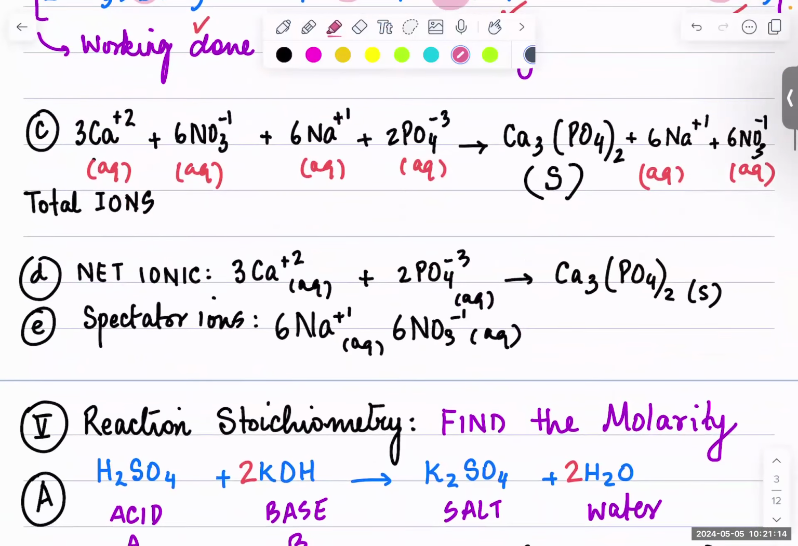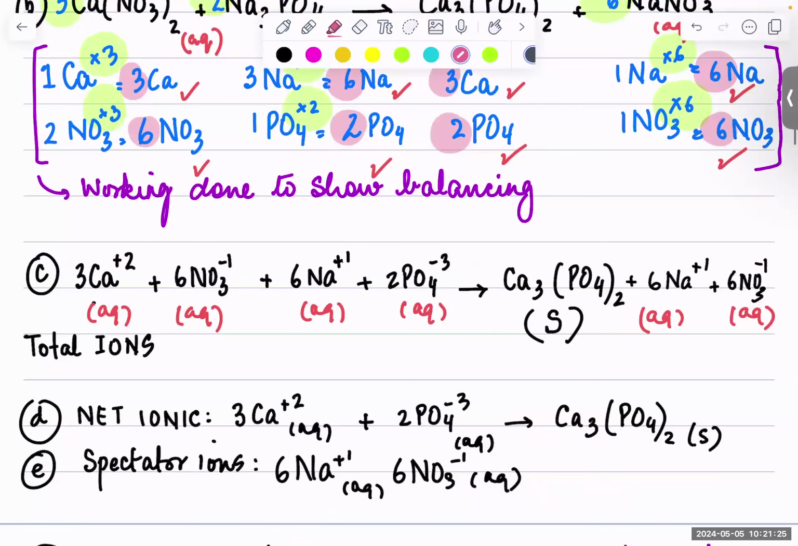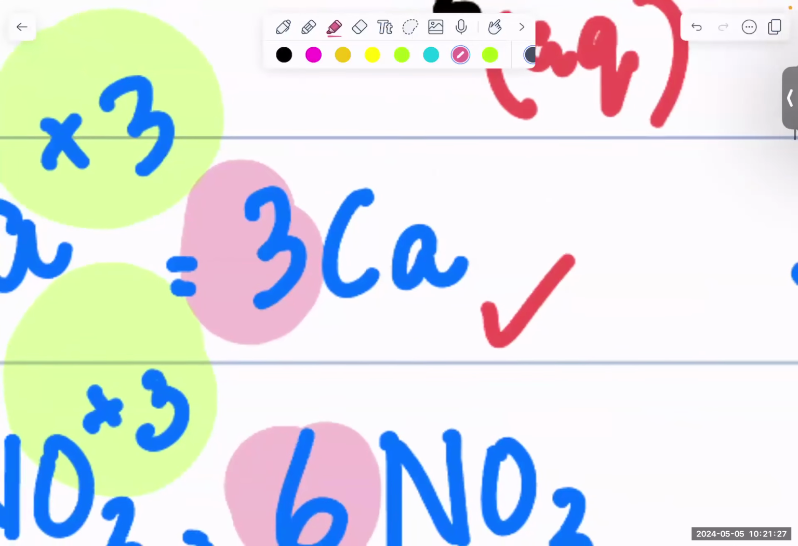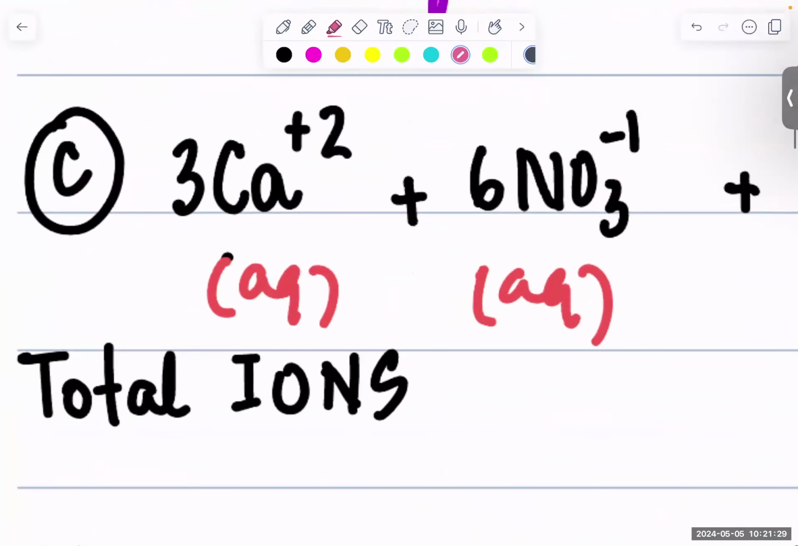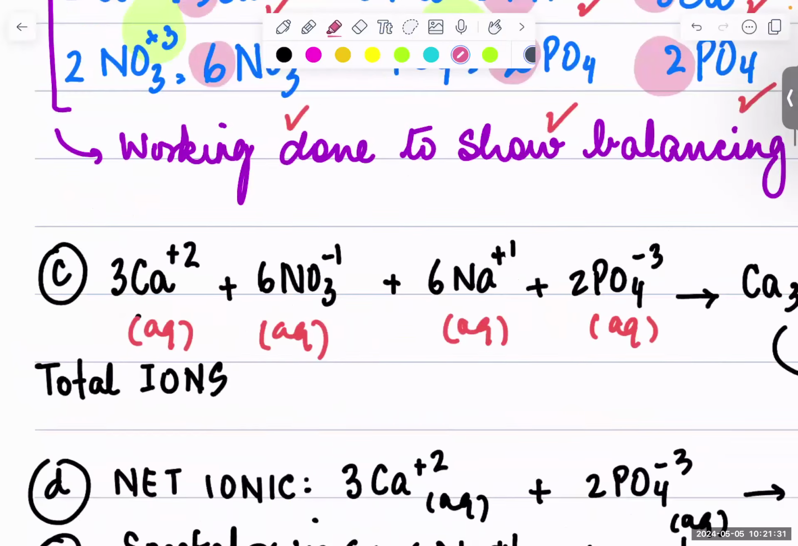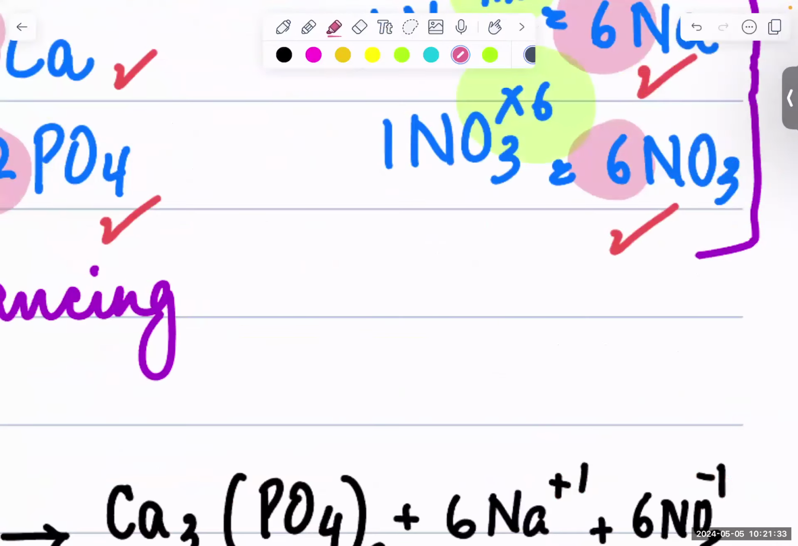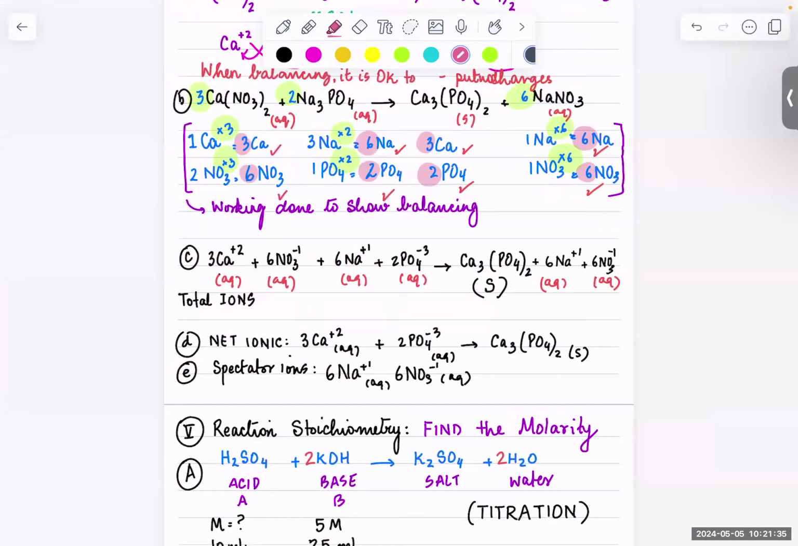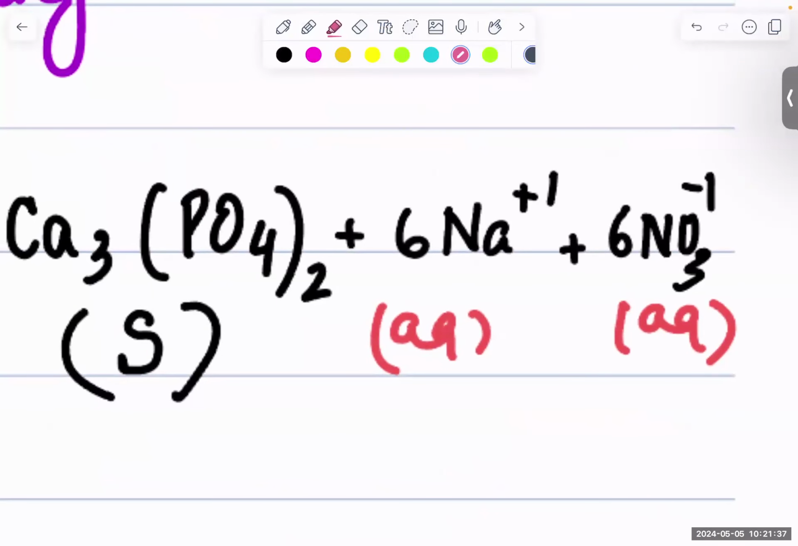Now comes the charging. Now here's the thing with the total charging. Majority of the battle is won. Now you just have to add charges. That's it. So overall we have 3 calciums, right? Just put the charge here. 3 calcium plus 2 charge. Okay, let's look at it here. We have 6 nitrates here, right? And here you have 6 nitrates plus minus 1 charge.